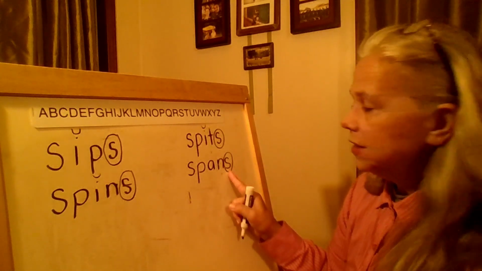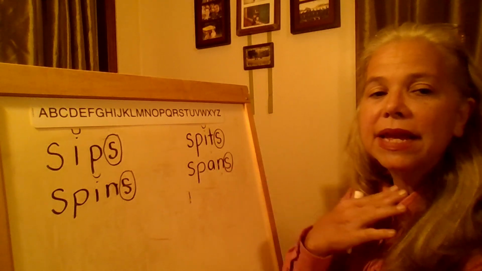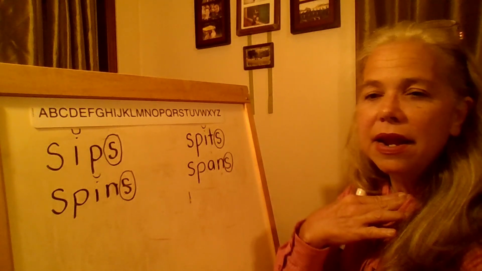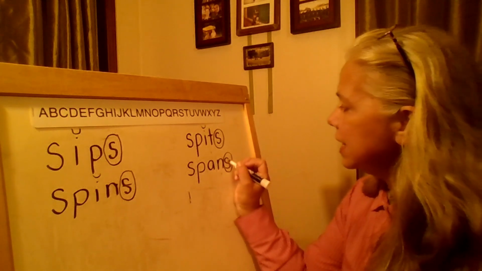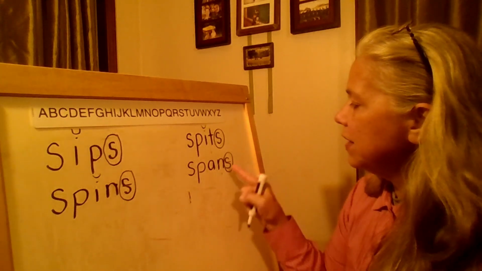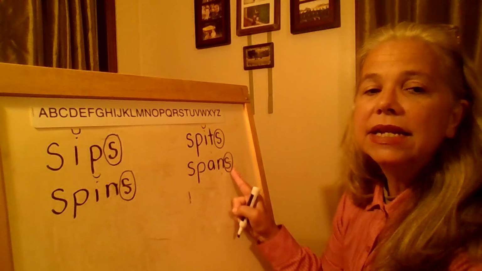S is going to have two sounds. Let's touch our throat and make the N sound. Is it vibrating? Yes, it vibrates. So this S is going to vibrate. The sound of this S, I'm putting a voice line, is Z.